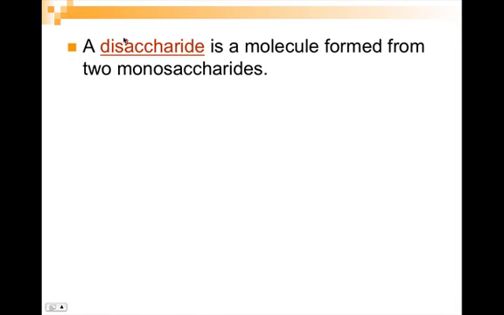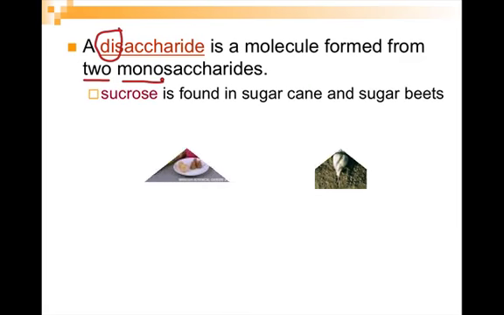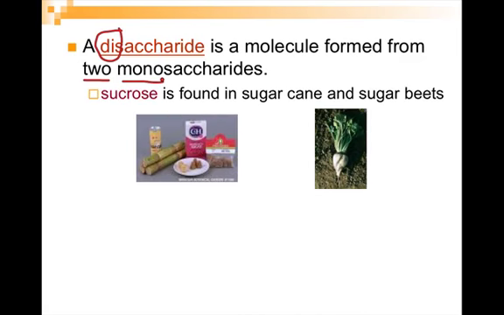Disaccharide, and di stands for 2. In a disaccharide, it's 2 monosaccharides put together. Examples of disaccharides are going to be sucrose, and sucrose is the table sugar, your simple table sugar. Sucrose is 2 glucose molecules put together.